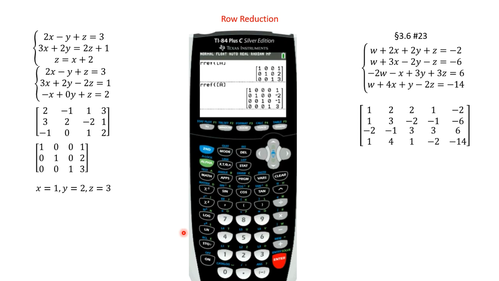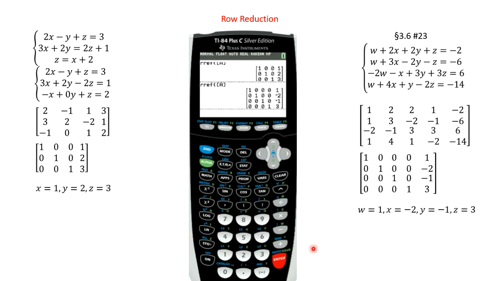Isn't that magic? Right now you're probably swearing at me because I made you go through all that pain and suffering when there was a much easier way of doing it. Yeah, I did. Anyway, we have our matrix. So we have x equals 1, y equals -2, w equals 1, x equals -2, y equals -1, and z equals 3. And that is how we use technology to solve a system of equations using row reduced echelon form and row reduction.